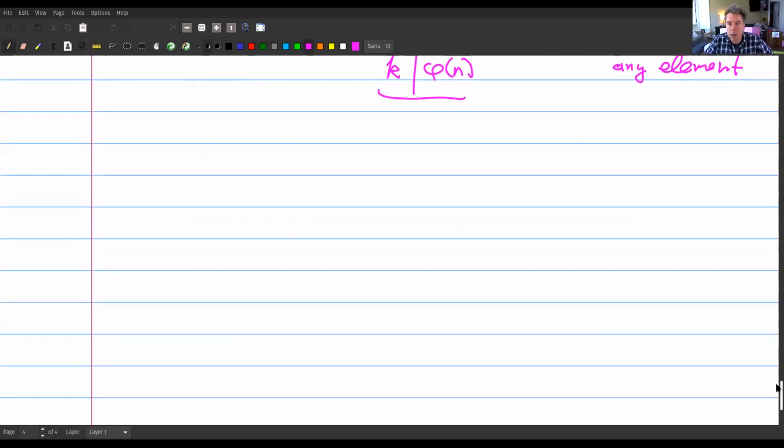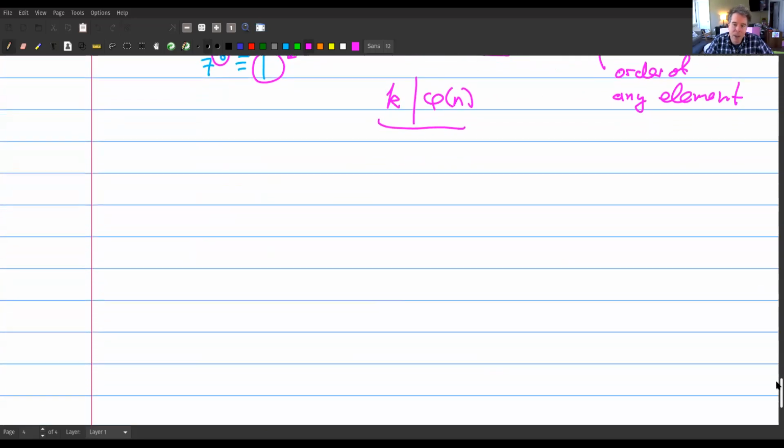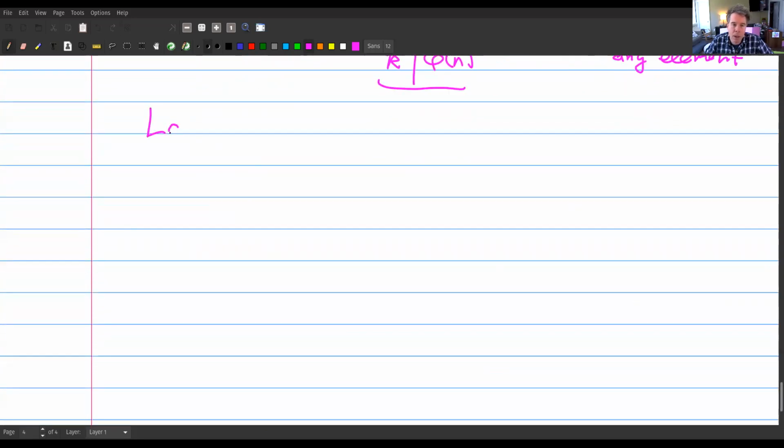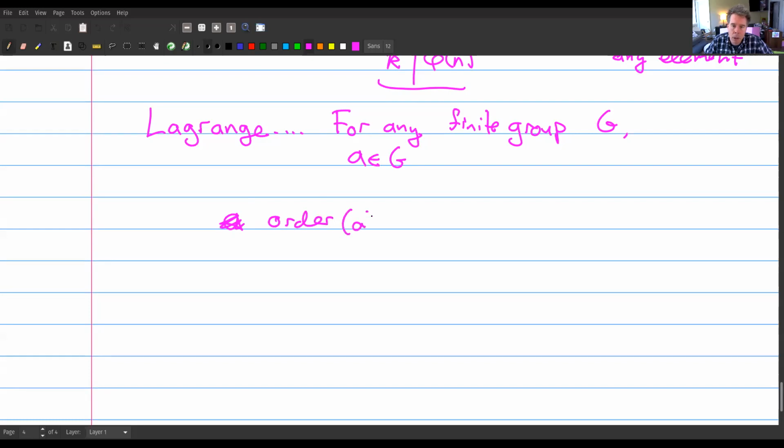So there's a further generalization of all of this stuff called Lagrange's theorem, which I wasn't going to talk about, but we accidentally got right there. And Lagrange's theorem says that for any finite group G, and for any element A of that group, it's true that the order of A divides the cardinality of the group.